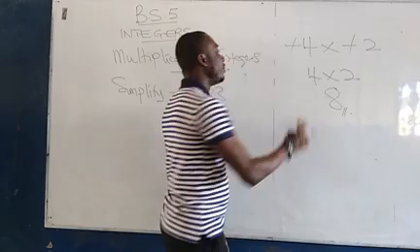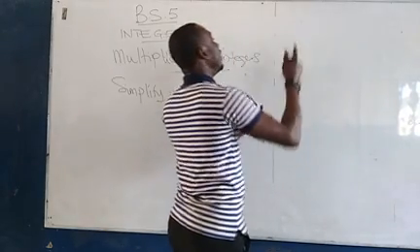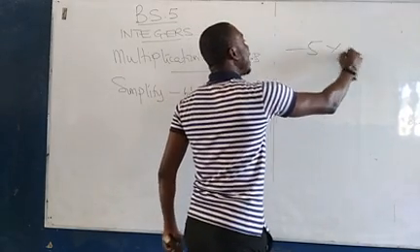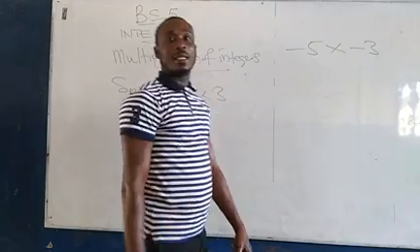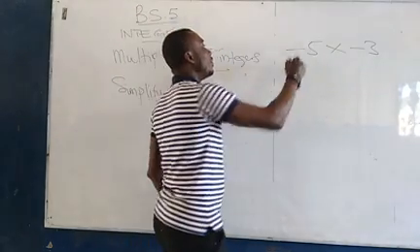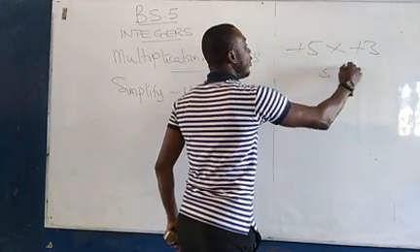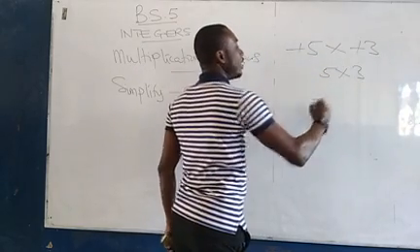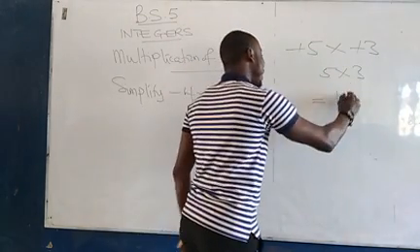Let's try another one. Negative 5 times negative 3. How many negatives? 2. What are we supposed to do? Cancel. This cancels this. 5 by 3. And what is it? 15.